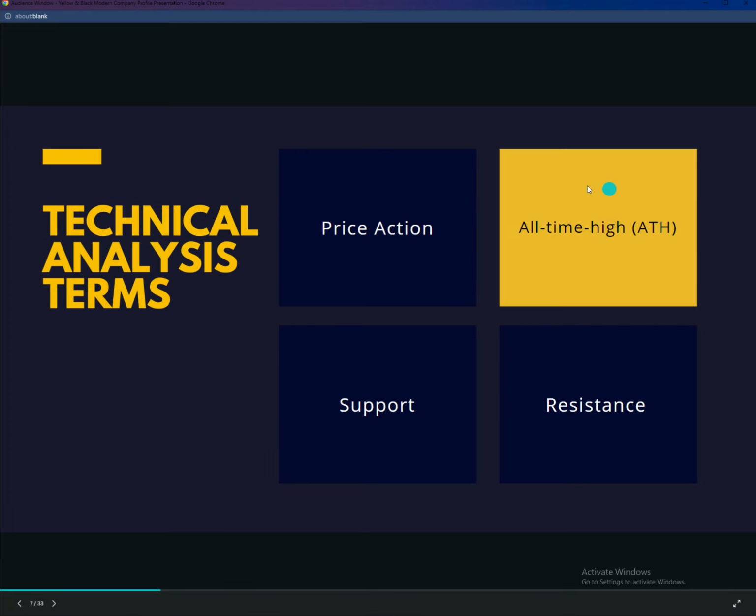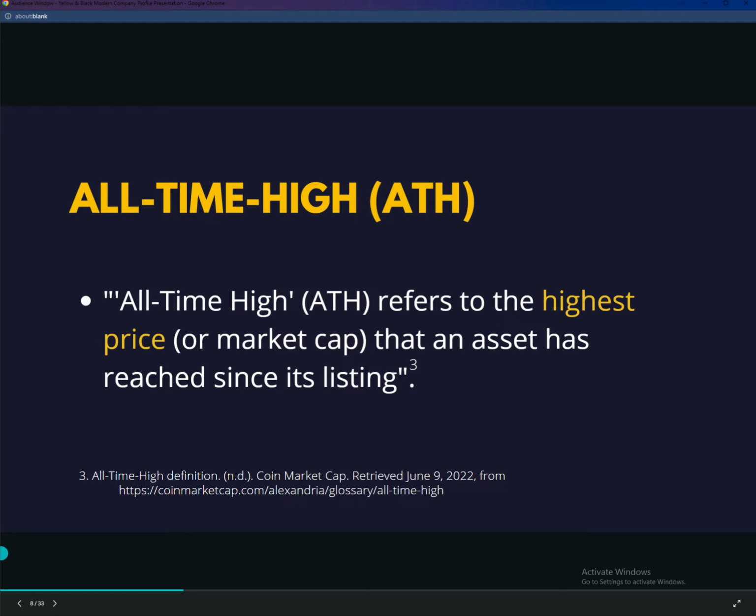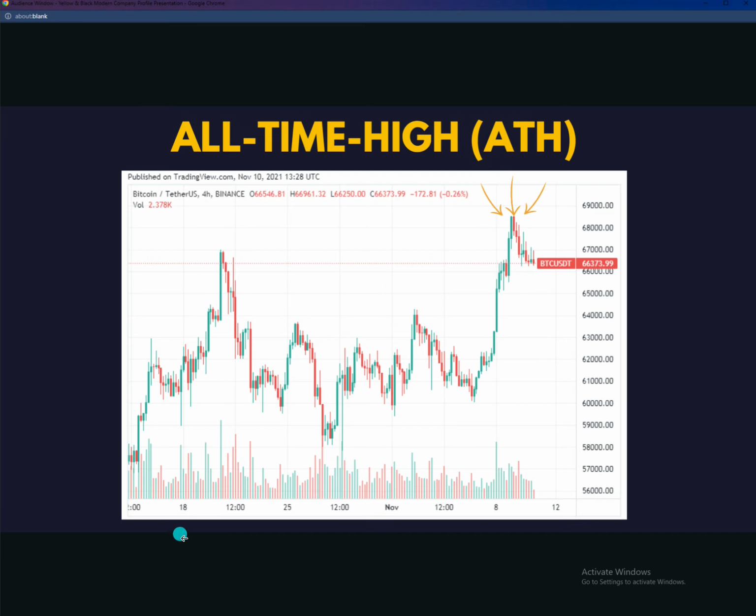All-time high. All-time high is known as ATH, and it is the highest price the token has ever been. As you can see in the chart provided, the cryptocurrency Bitcoin was at an all-time high of approximately $68,500 US per Bitcoin.